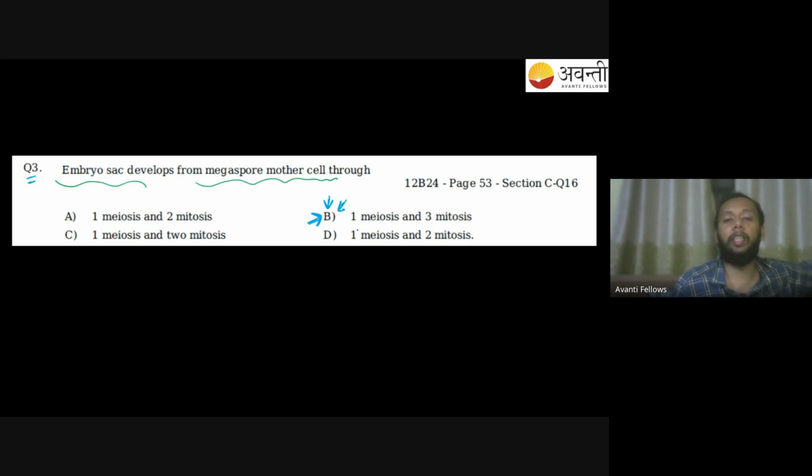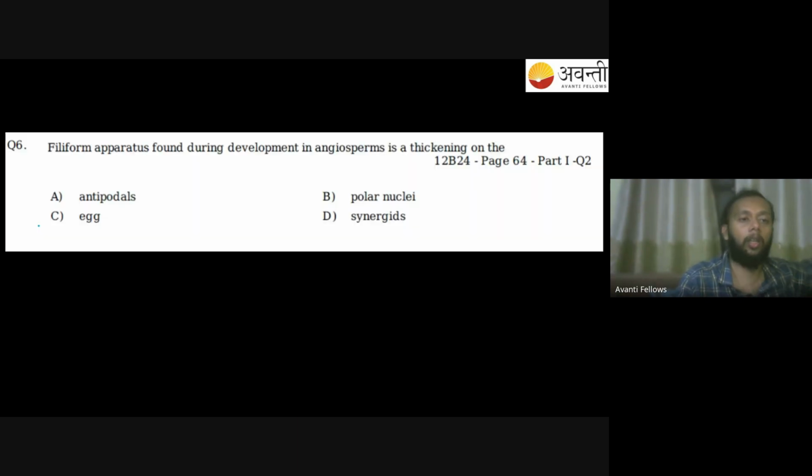Absolutely right. So you'll have a single meiosis taking place and 3 mitosis, and that will be a nuclear mitosis. You won't find any kind of cytokinesis taking place over there. So that is what happens, and that's how the embryo sac will be formed. Very good.